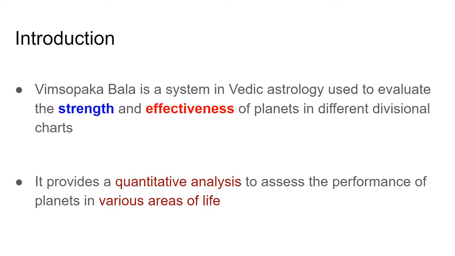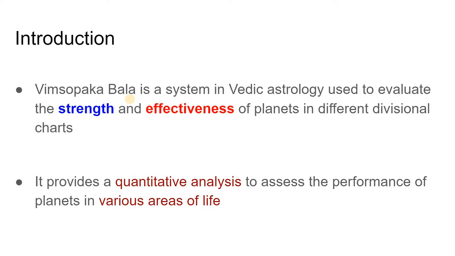So let me give you a brief introduction before I take you into what it is all about. Most of us know all these things, but it might be a repetition for many. But anyway, just for the structure of it, I thought I would give an introduction. So the Vimshapakabala is a system in Vedic astrology that's used to evaluate the strength and effectiveness of planets in the various divisional charts. So in a way it gives a very quantitative analysis to assess the performance of planets in various areas of life. That's why we get into multiple divisional charts here.